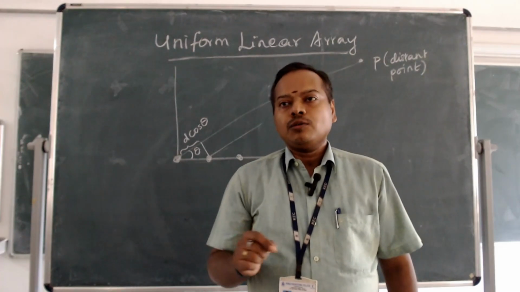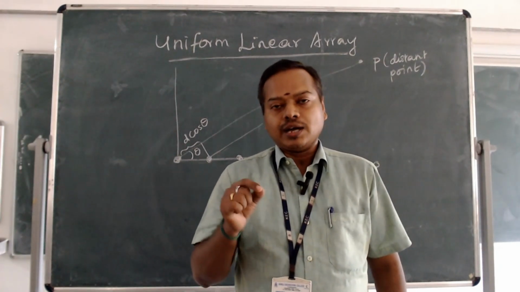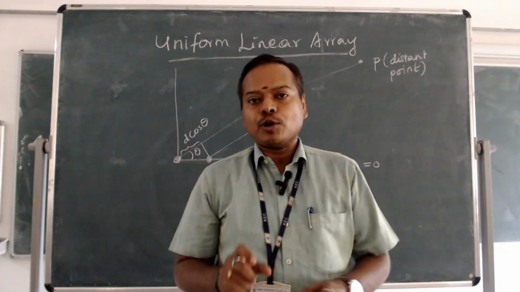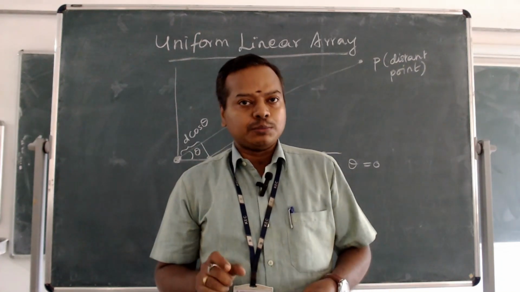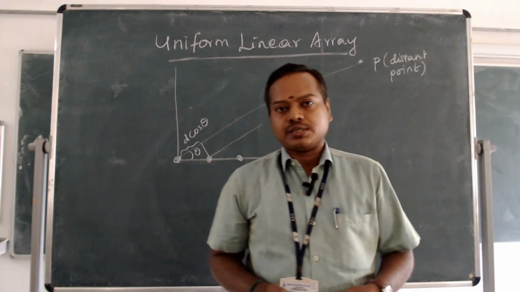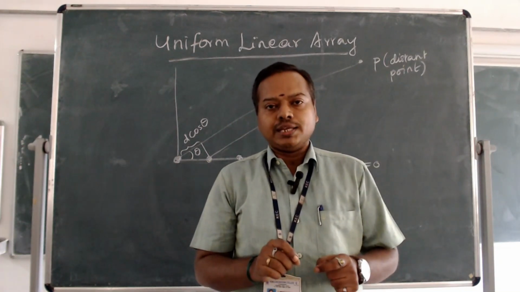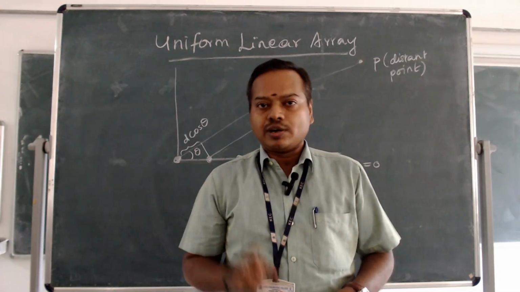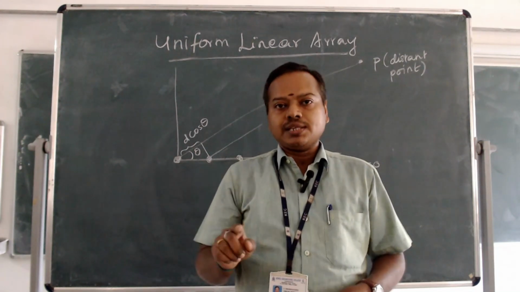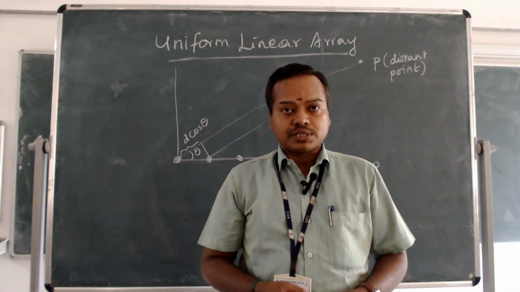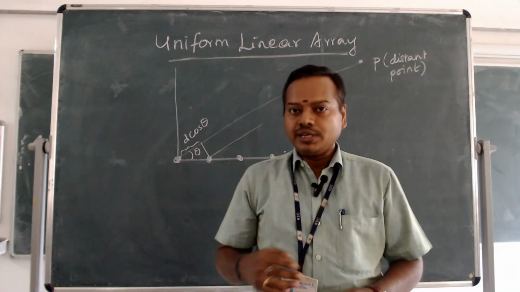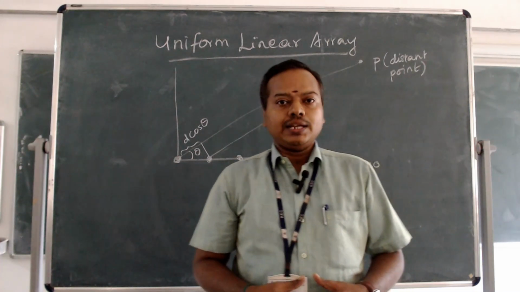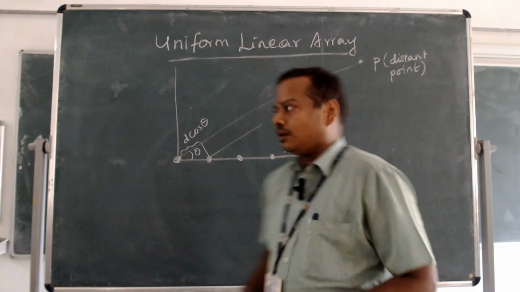Array antennas are the arrangement of similar antenna elements in a proper fashion. It may be arranged in a linear fashion, called a linear array, or in a circular fashion, called a circular array. It can be arranged as a grid-like structure, called a two-dimensional array. So we can have any type of array depending upon our type of application and the radiation characteristics requirement.